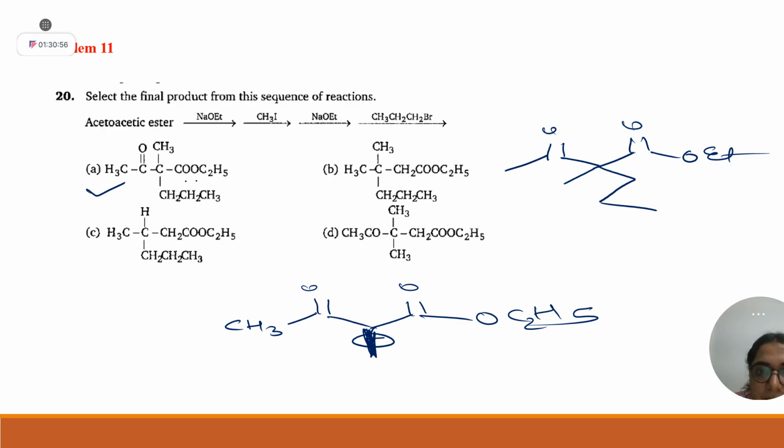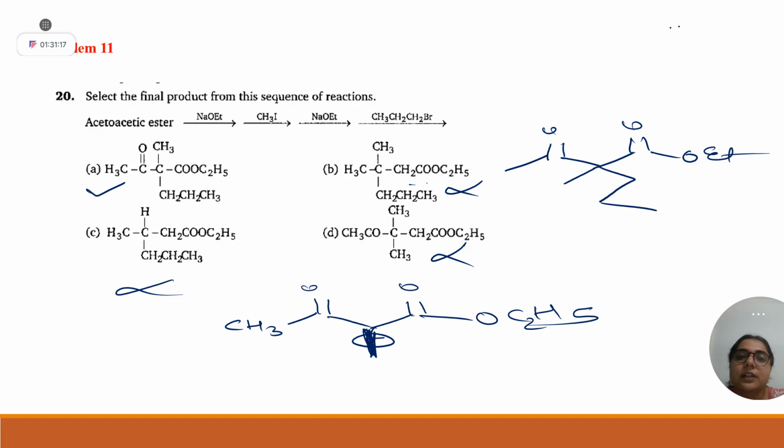Option A. In option B, what is the problem? The structure is wrong. Here also this can be true, but here both are methyl, so this is also wrong. So option A is the correct option. Correct? Yes, ma'am.